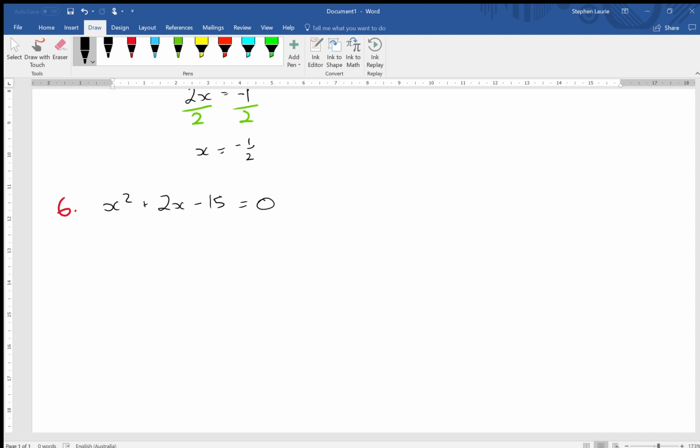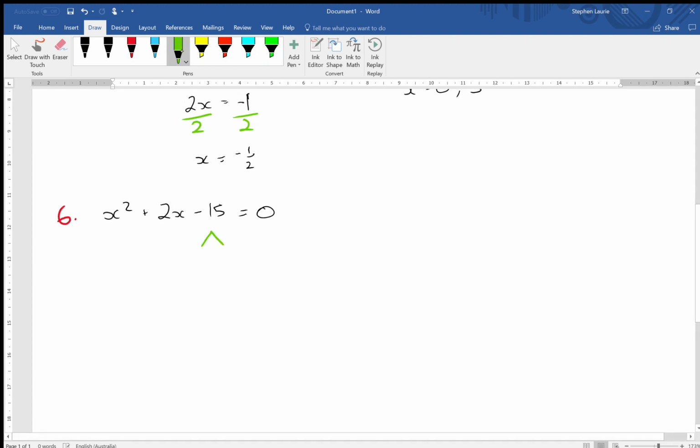Alright, well hopefully you've realised that this one is a monic trinomial, and so we've got a process to go through. We want to look at this constant term at the end and see if there are any factors of that constant term that will add to give this coefficient here.